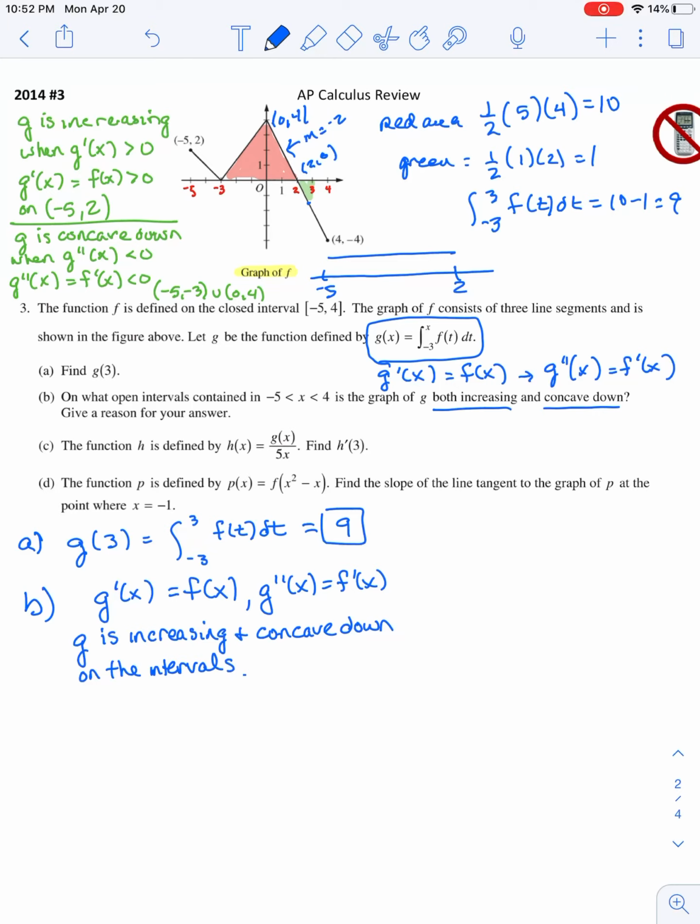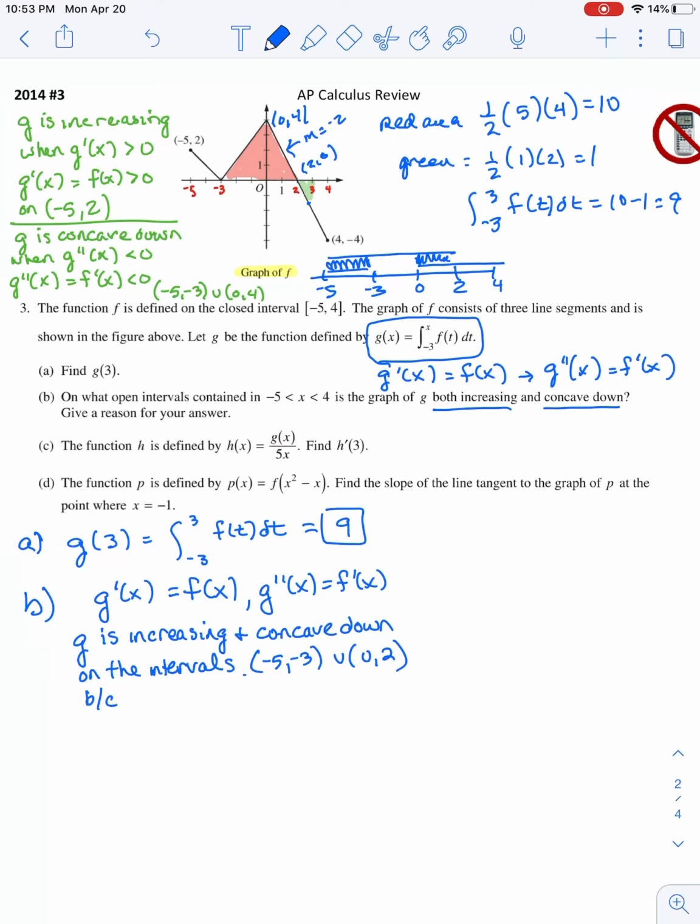g is increasing, but it's concave down from -5 to -3, but it's also concave down from 0 to 4. So if that was 0 and this was 4, it would be there. The place where both things occur are there, and so we're going to say from -5 to -3 and from 0 to 2.